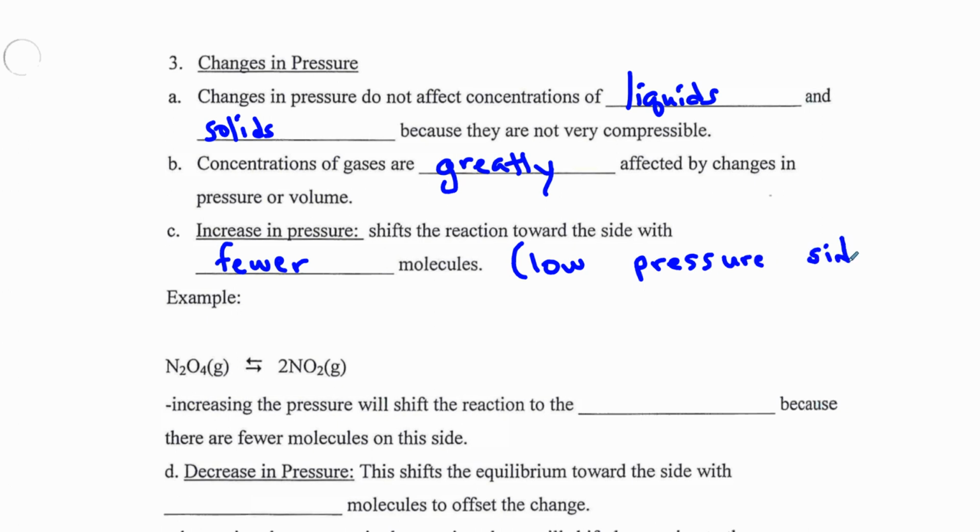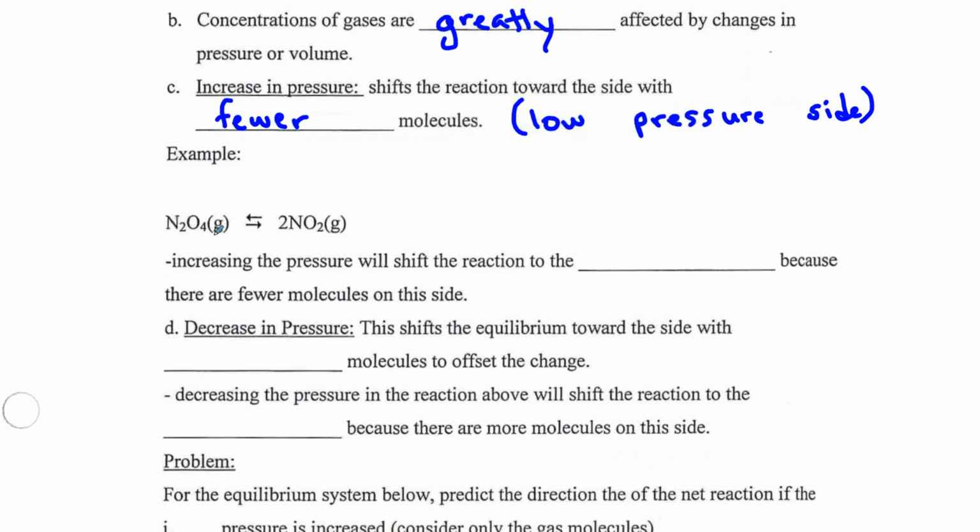So how do we know which side is high pressure and which side is low pressure? It's simply based on the number of molecules you have on the reactant side versus the product side. If we look at this particular example, you're just looking at the coefficients in the balanced equation to tell you how many molecules there are. There is only one molecule of N2O4, whereas there are 2 molecules of NO2. The more molecules there are, the higher the pressure is going to be. So this would be your low pressure side, and this would be your high pressure side. Increasing the pressure will shift the reaction to the left in this particular case, because there are fewer molecules on this side.